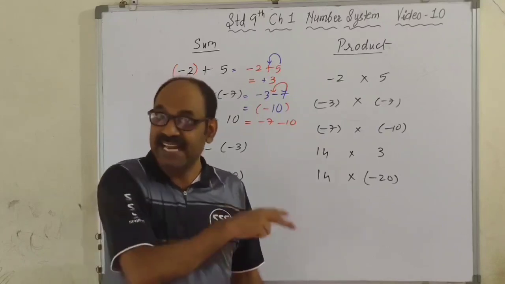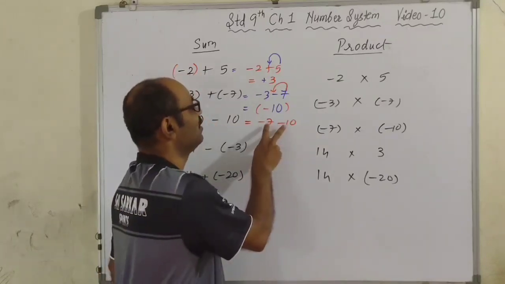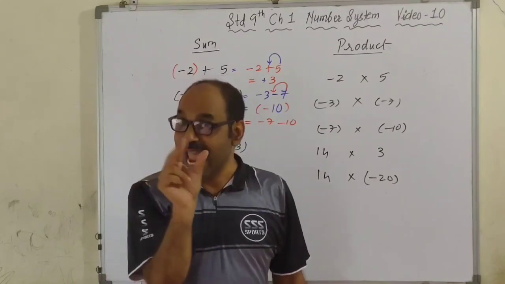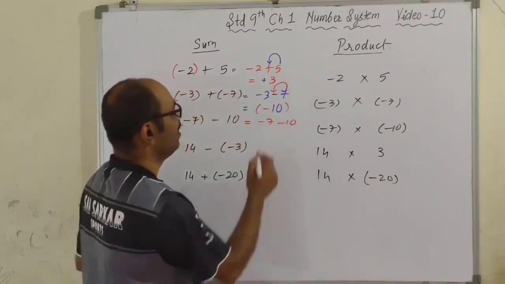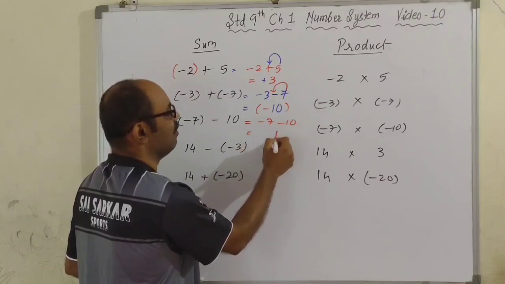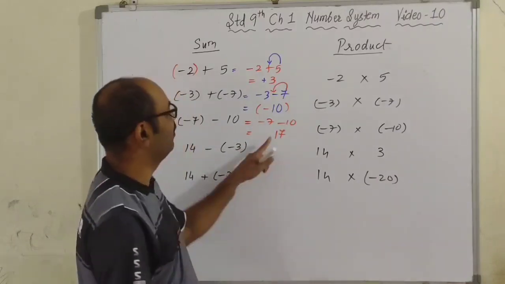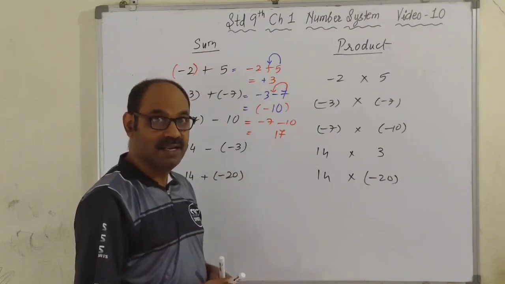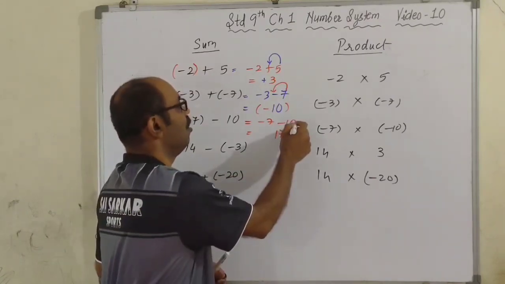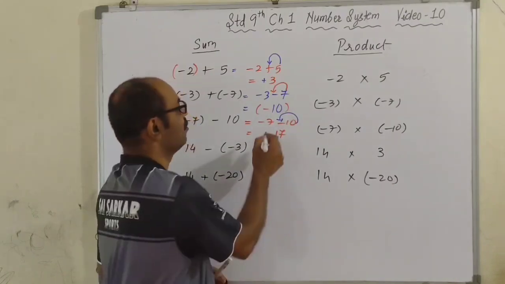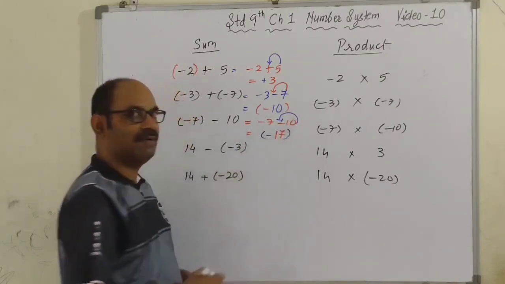Yes, you see their signs. Minus, minus, same signs. So what you will do with these two numbers? Add them. So let's add. 10 and 7, total is 17. Now you have to decide sign for it. Is it plus 17 or minus 17? तो आपको बड़े नंबर को देखो, बड़ा नंबर 10 है, उसकी sign आगे minus है. So this will be minus 17.